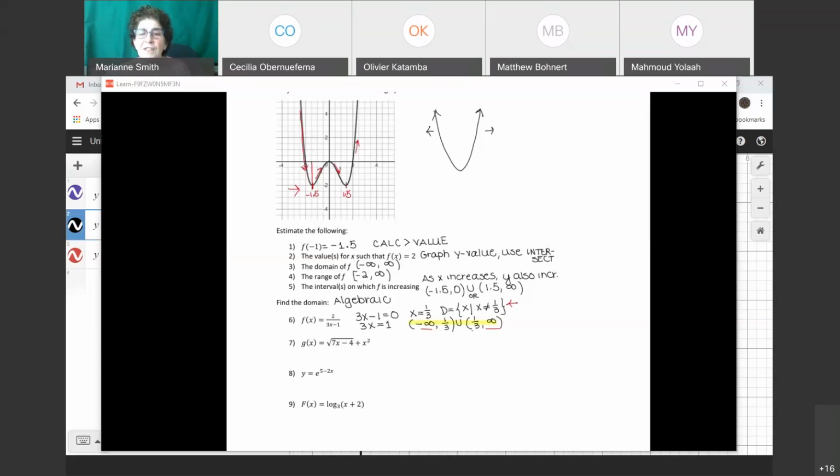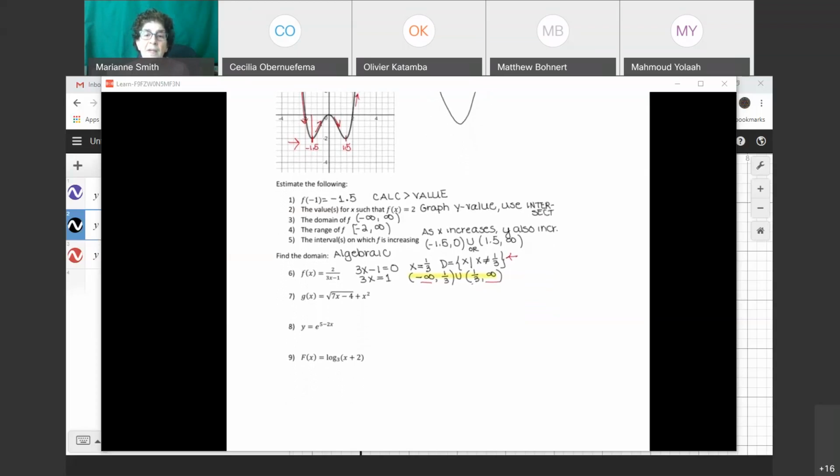Any other questions about the notation? Now's the time to ask. Okay, so let's take a look at number 7. What kind of function is number 7?